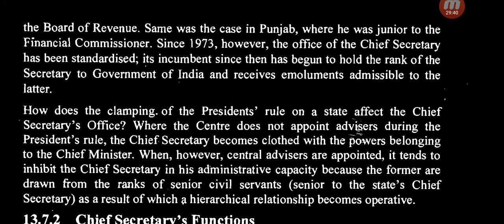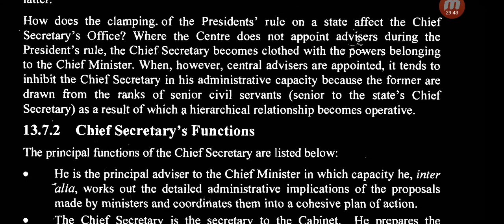How does the clamping of the President's rule on a state affect the Chief Secretary's office, where the centre does not appoint advisors? During the President's rule, the Chief Secretary becomes clothed with the powers belonging to the Chief Minister. When, however, central advisors are appointed, it tends to inhibit the Chief Secretary in his administrative capacity because the former are drawn from the ranks of senior civil servants, senior to the state's Chief Secretary, as a result of which a hierarchical relationship becomes operative.